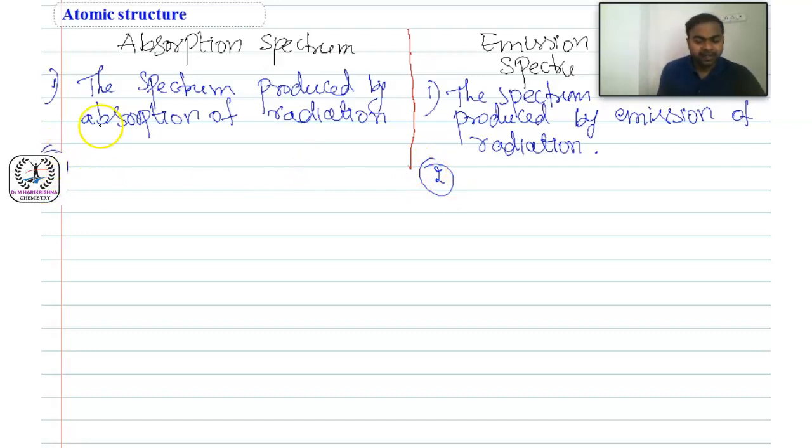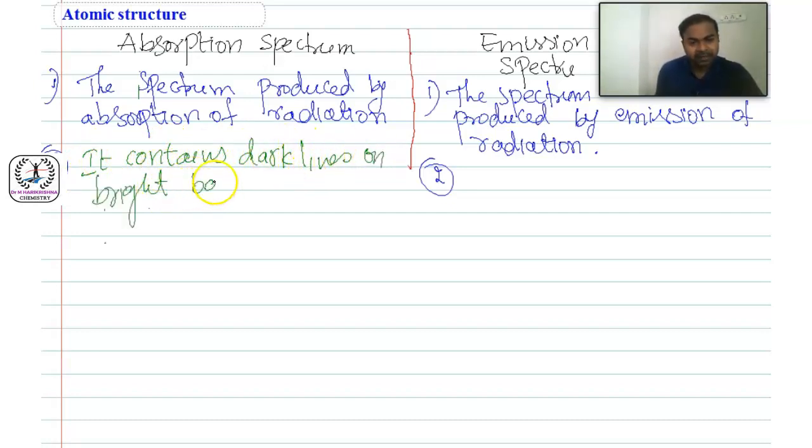Then the next, second point. In case of absorption spectrum, there is a bright background. On the bright background, dark lines appear in the absorption spectrum. So the next point is, it contains dark lines on a bright background.